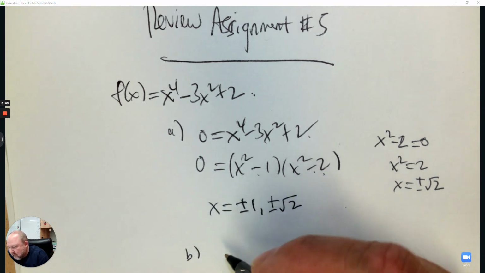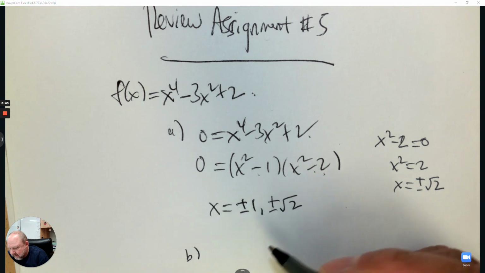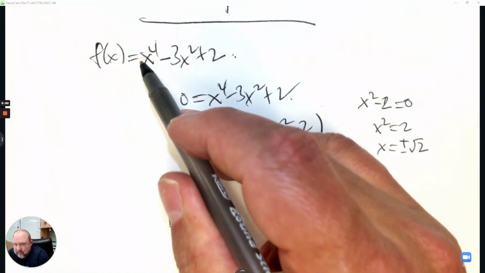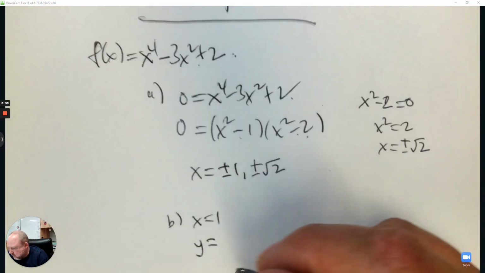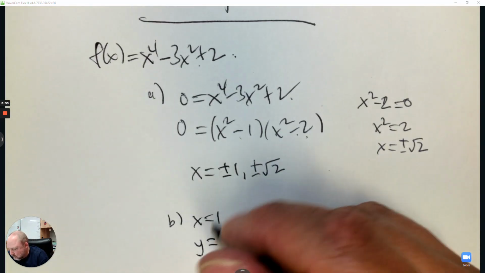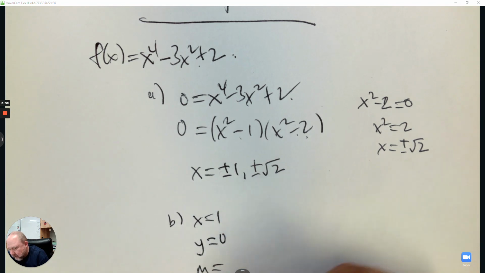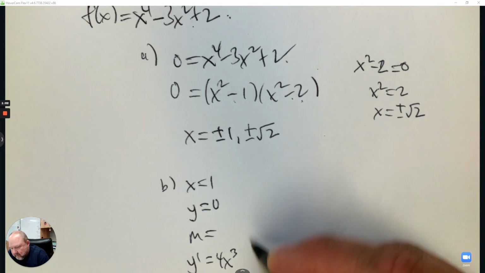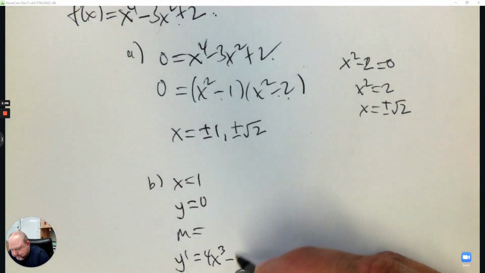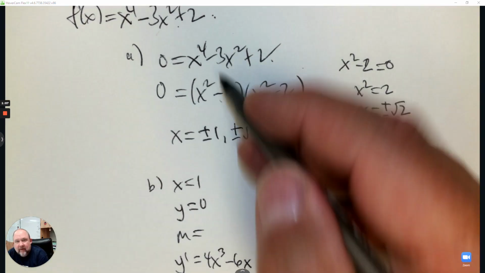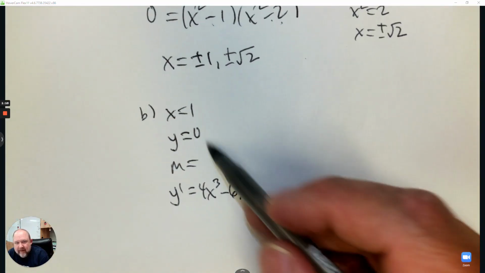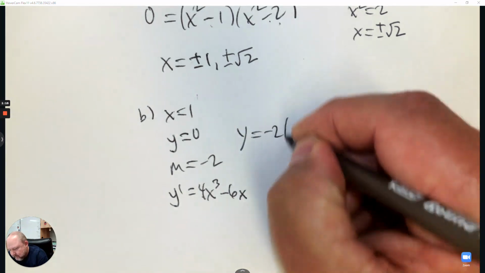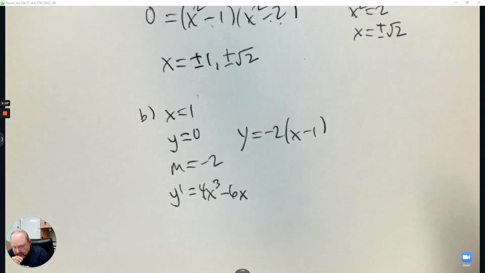Part B, write an equation of a line tangent at x equals 1. So we have x equals 1. For y, we plug in 1, and I get 0. And then to find the slope, I take the derivative. So that's 4x cubed minus 6x, and then the derivative of 2 is 0. And then plug 1 in, and you get 4 take away 6, and then put this together. I don't need to go plus 0 at the end.